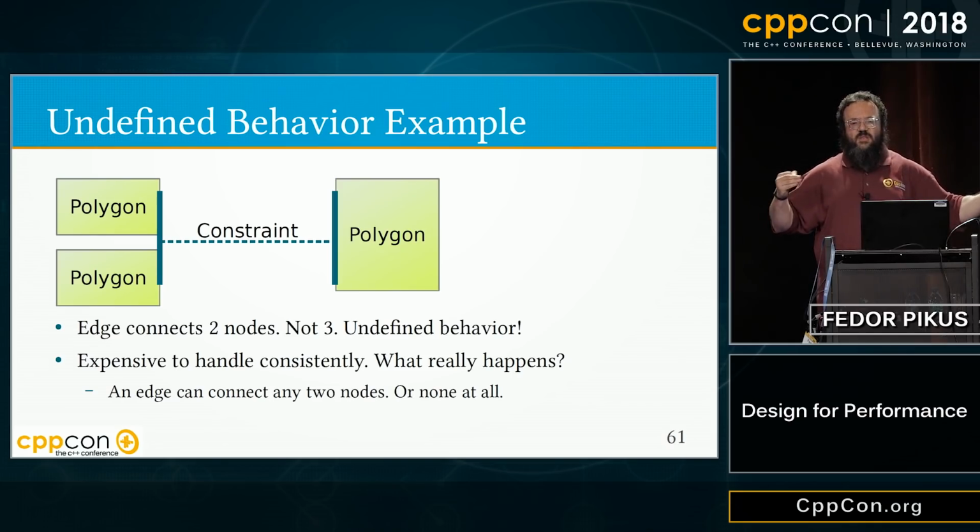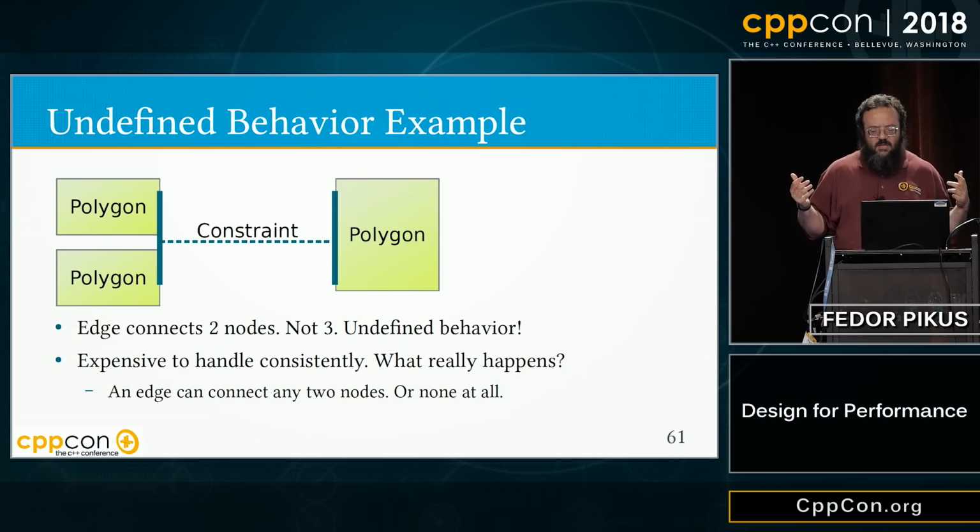Well, you can't put it in the graph. Edges connect two nodes. There is no such thing as a three-node edge, at least not in the kind of graph that we're building. Well, I can define what happens. I can decide what happens. I'm declaring it to be undefined behavior, which means I'm allowed to create one edge or no edges at all, or more than one. I can do whatever I want. Why did I do it? The answer is performance.